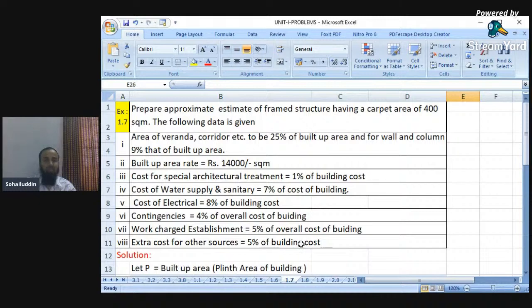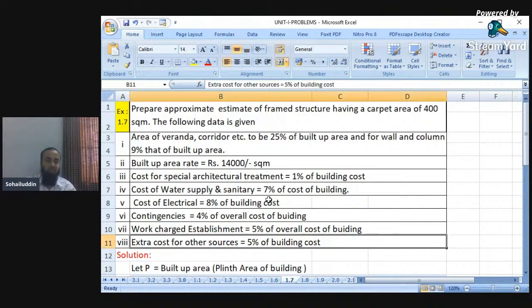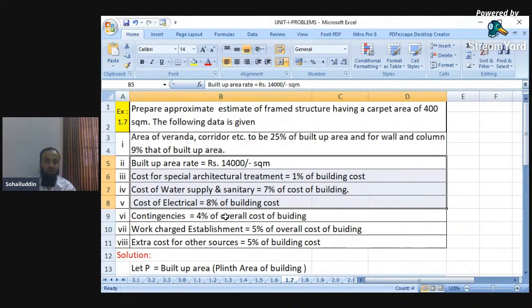But it is to be calculated from the building cost. It is just to confuse. It is to be calculated from the building cost. These heads are from building cost, and this is contingencies. It is from overall cost, and work charge also from overall cost.